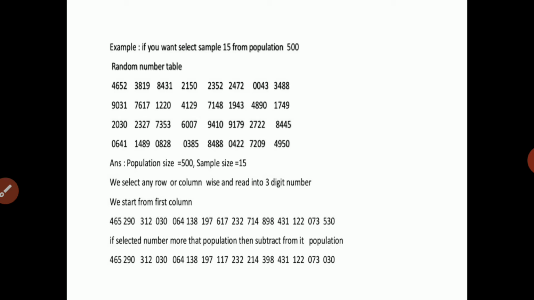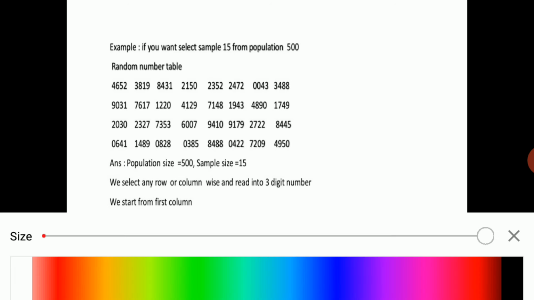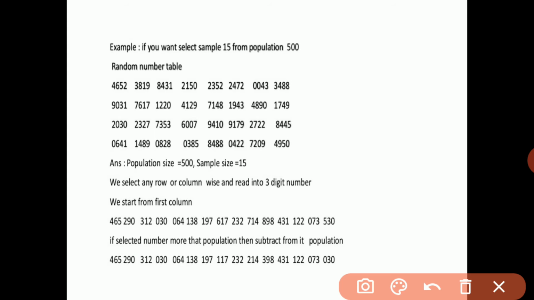So when we read and write these 3-digit numbers in the first column, we get 465. So this is our number, that is 465, that is written here.